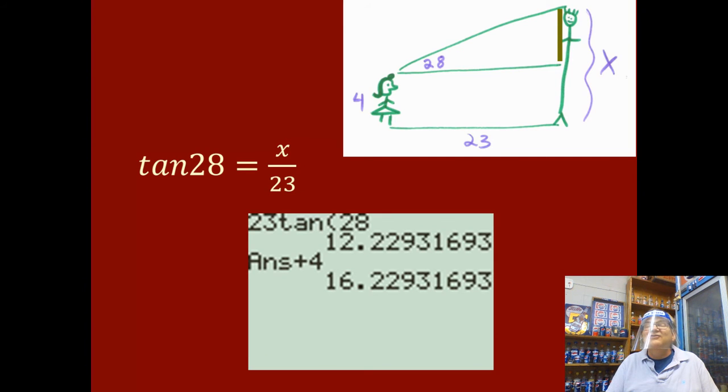You do want to actually think, does that answer make sense compared to what we have? Looking at the fact that it's across from a 28-degree angle, 12 makes some sense as part of that triangle, because I know it's got to be shorter than the bottom length. So it's not an answer that's impossible. It's just a stupid answer in terms of the height of an actual person. Everybody see what we did with that one?